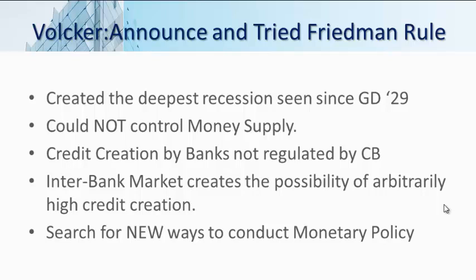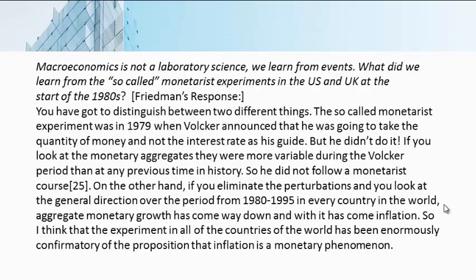So after the Friedman rule failed, there was a search for new ways to conduct monetary policy. Obviously, the Friedman method does not work. By the way, Friedman gave an interview in 2000 something, and he was asked what did we learn from the so-called monetarist experiments in the US and UK, when Volcker came in in 1979, and basically in the early 80s we had monetarist experiments everywhere which failed. So what did Friedman say in response to this?